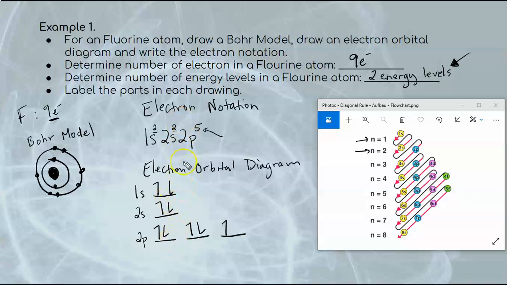So this is what your answer should be like for each of these parts here. The Bohr model should look like this, the electron notation should look like that, and the electron orbital diagram should look like this image right here. Also on this part, I would like you to label the parts in the drawing. So what does 1 refer to? 1 refers to the energy level. What does S refer to? That refers to the sublevel. And what does the superscript refer to? That refers to the number of electrons. So go ahead and do that for the other parts of these drawings, and then we can move on to the next example.